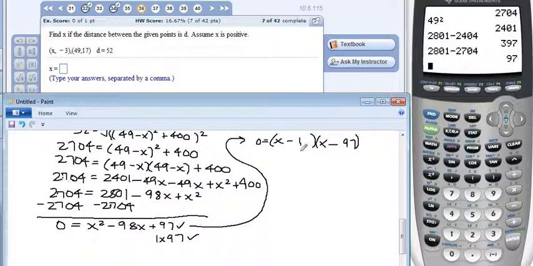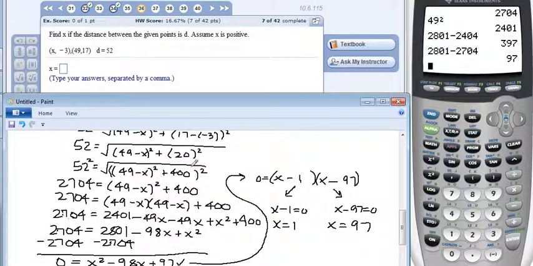Anyway, now I have something times something is equal to 0, so either x minus 1 is 0, or x minus 97 is 0. Adding my 1 across gives one answer. Adding my 97 across gives me my other answer. So either one of these should work. All right, now in a test situation, I would actually go back into this row right here and put a check mark by it, and I'd check them.